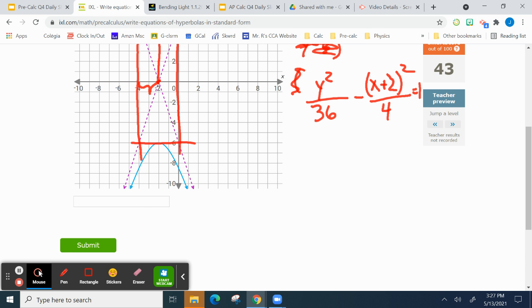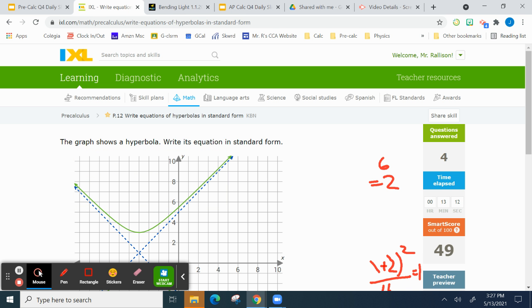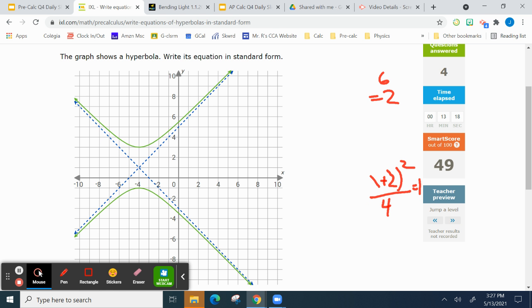And I guess I might as well just enter that in, since I've gone this far. So that's going to be y squared over 36 minus x plus 2 squared over 4 equals 1. All right, so this is more of the same, right? Again, just find h and k and all that stuff. I'm going to erase this, and we're going to jump a level.